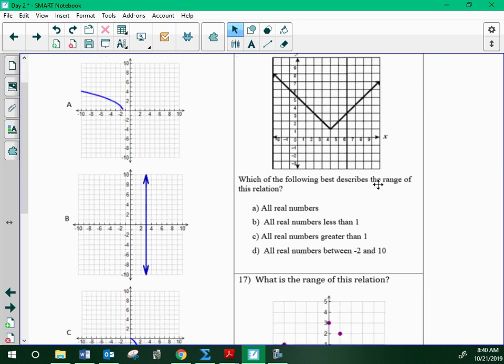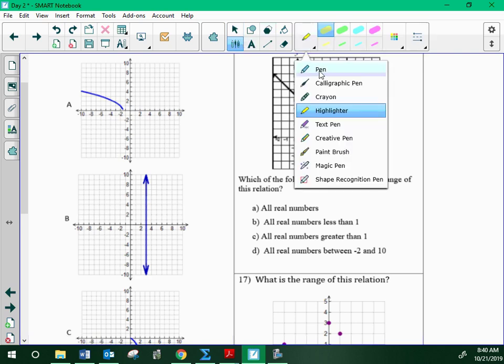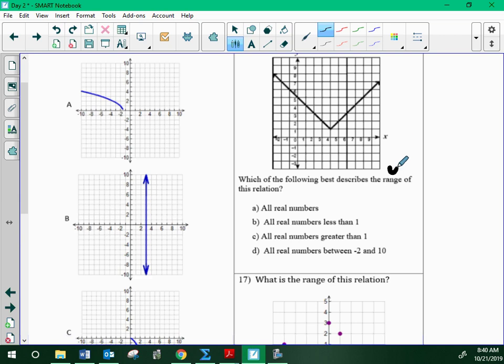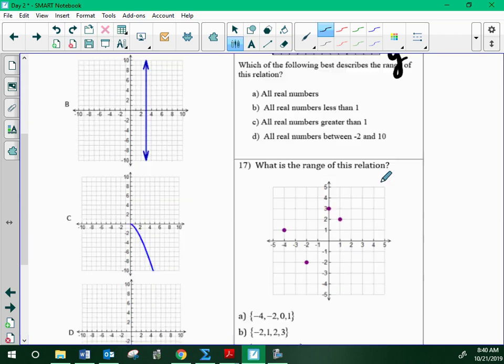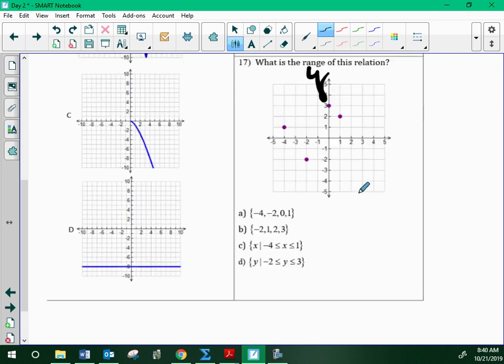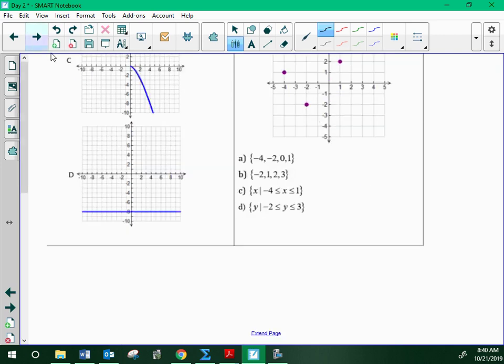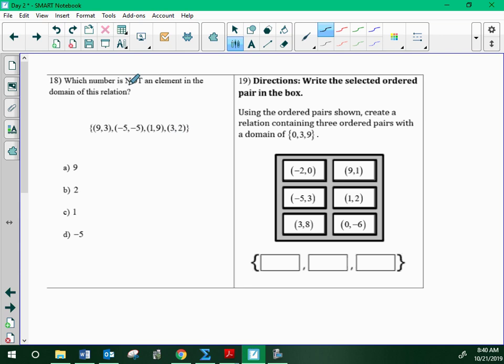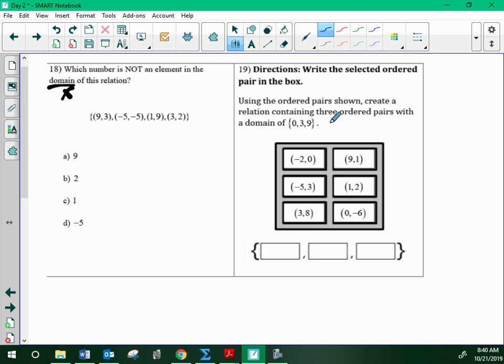Then here it asks for the range. That's talking about our y values. So we'll talk about our y values there for our range. And again, range talking about the y values. So you're just listing the y values. And then on the back side here, it says which number is not an element in the domain of this relation. So we're talking about the x values. We're just trying to figure out which of these is not part of my x's. And this can be similar to what you did for your homework.